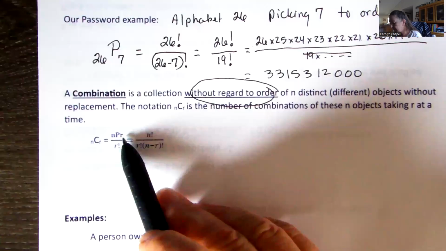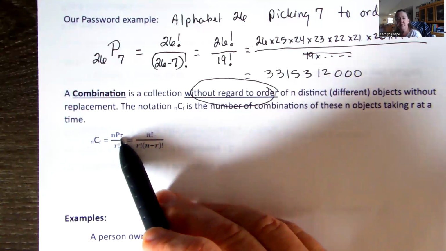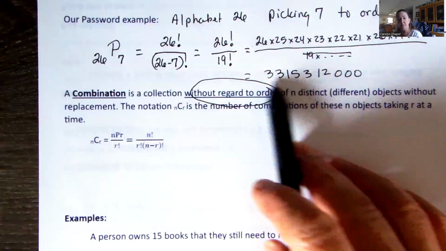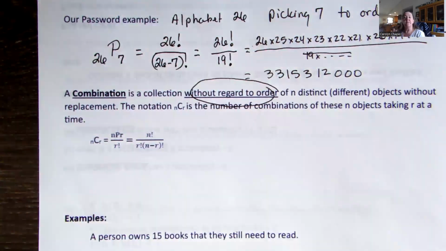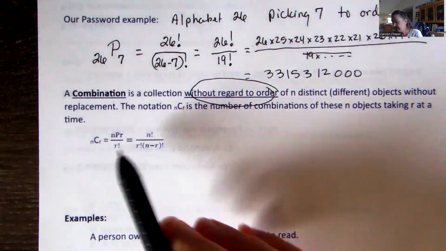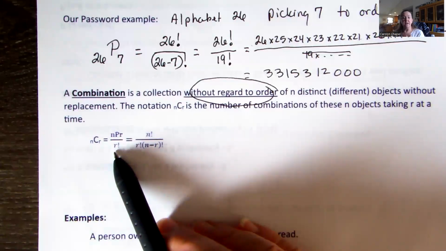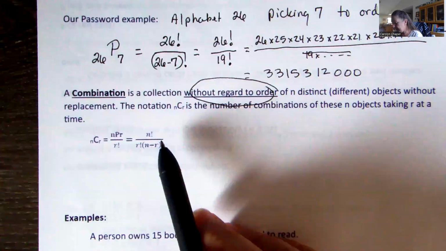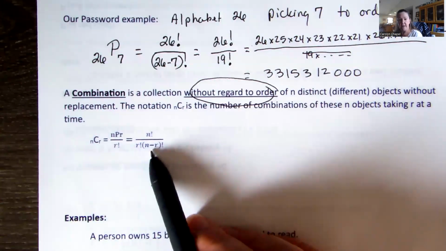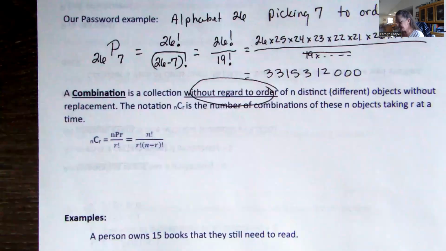And basically what we're going to do is take our permutation, take what we had up here, and take out all the different orderings of one value. So if we had one specific password, and we rearranged all those letters, this is how many of those different rearrangements we would have had. So in the formula, it is going to be n factorial over r factorial times n minus r factorial.